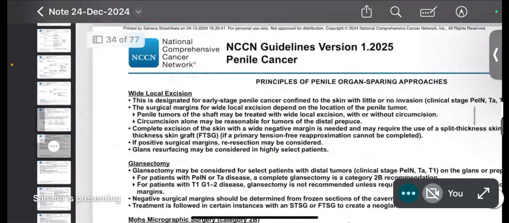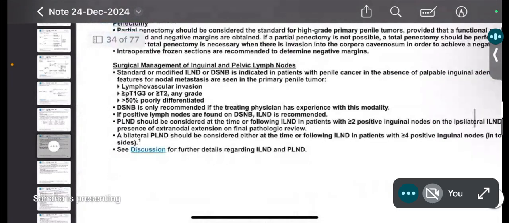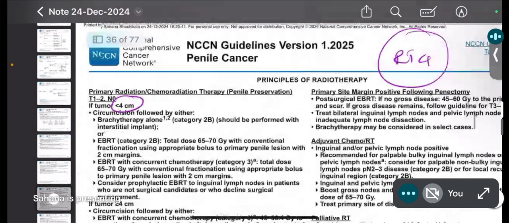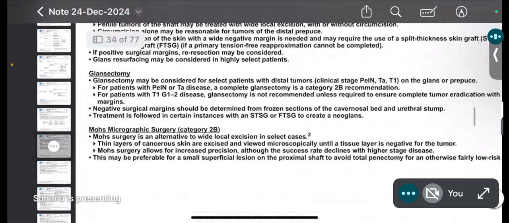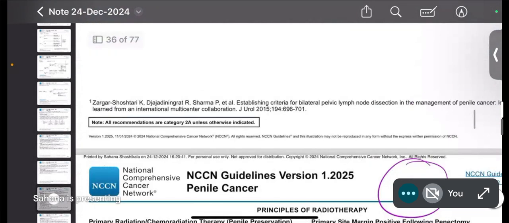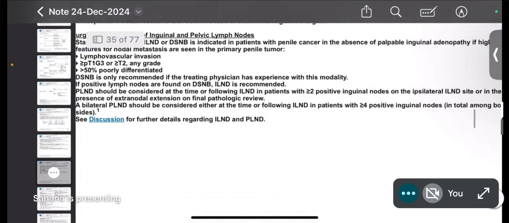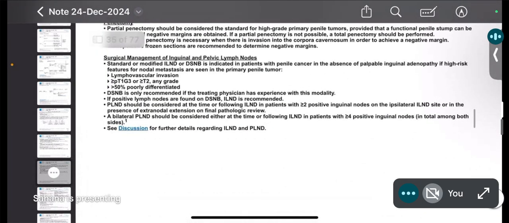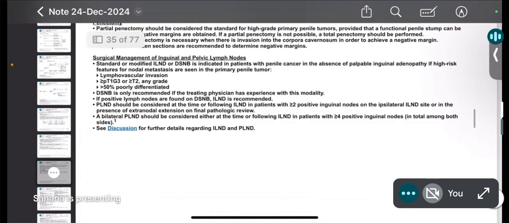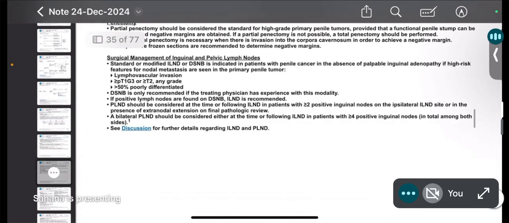So yeah, what we were saying, indications for pelvic node dissection. It should be considered for more than or equal to 2 positive inguinal nodes on ipsilateral ILND or in presence of ENE, that is fixed nodes. Bilateral PLND should be considered either at the time or following as a staged procedure with more than or equal to 4 positive inguinal nodes.